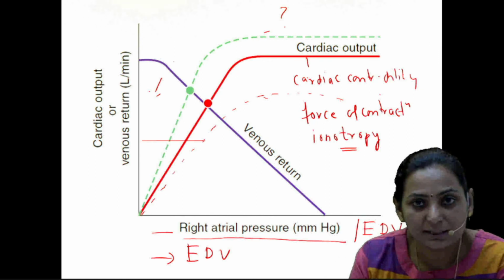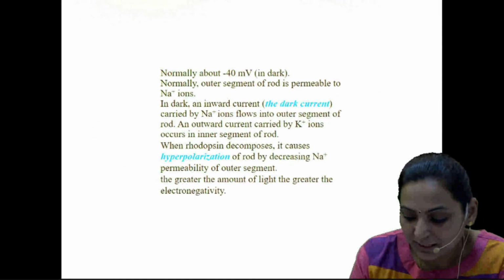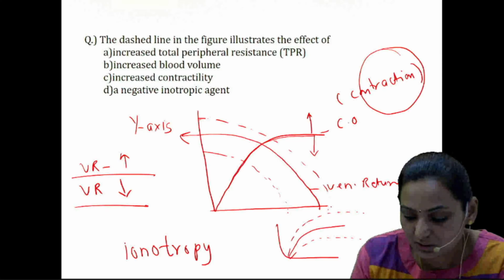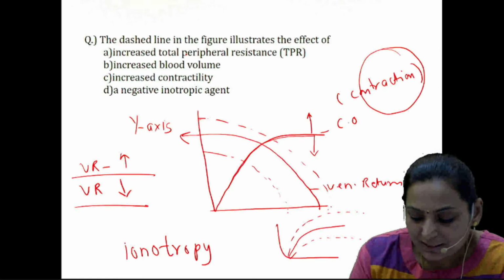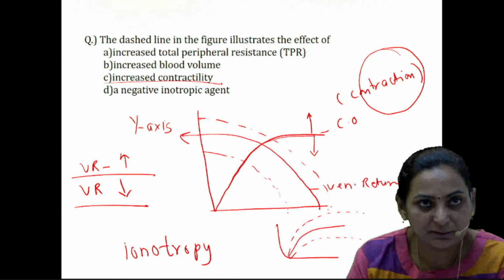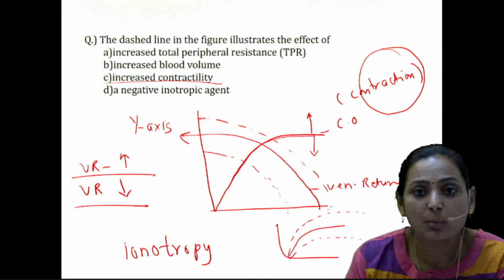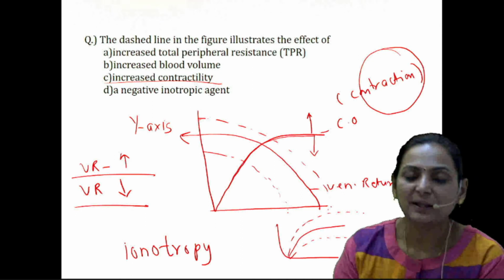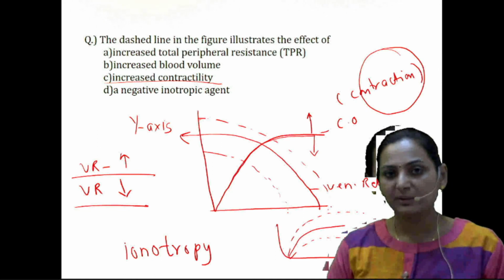So this is the cardiac vascular function curve. And as the question told us, what was the question? That the dashed line reflects what? It reflects increased cardiac contractility, which we also call a positive inotropic effect. That means there can be changes which bring about changes in venous return.